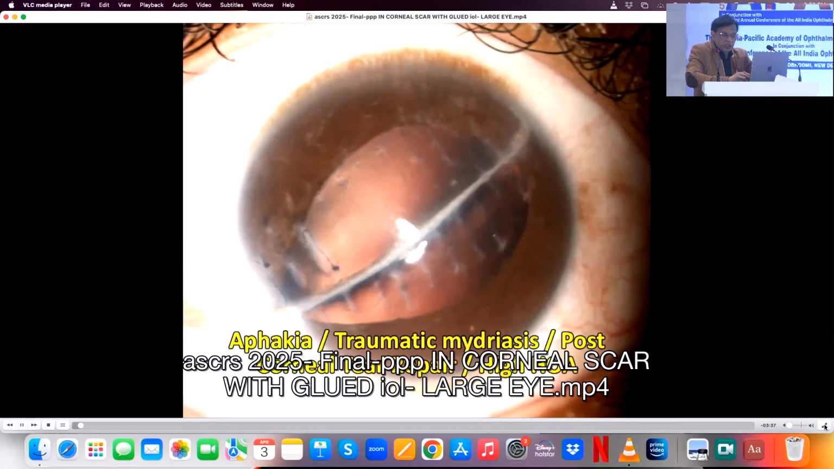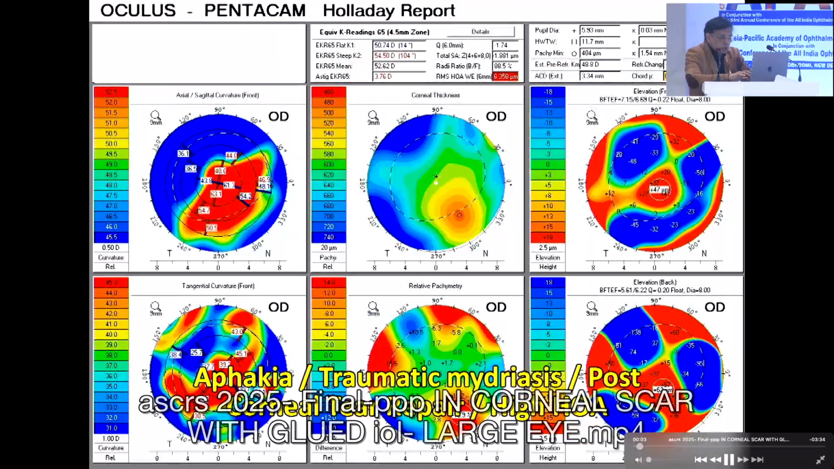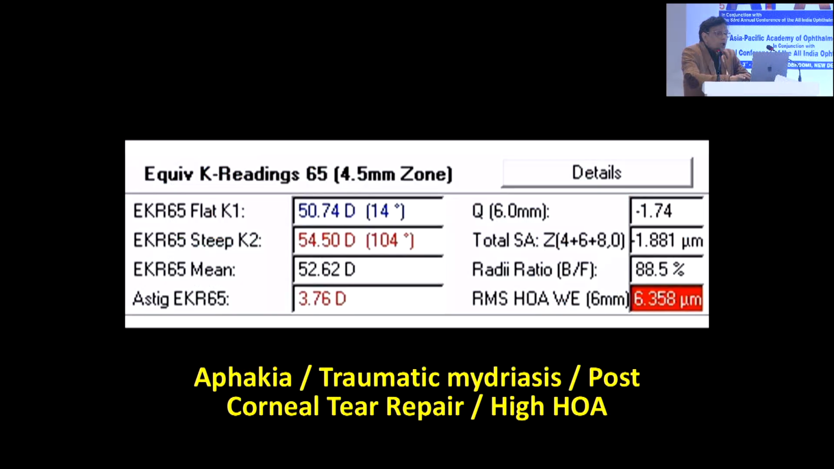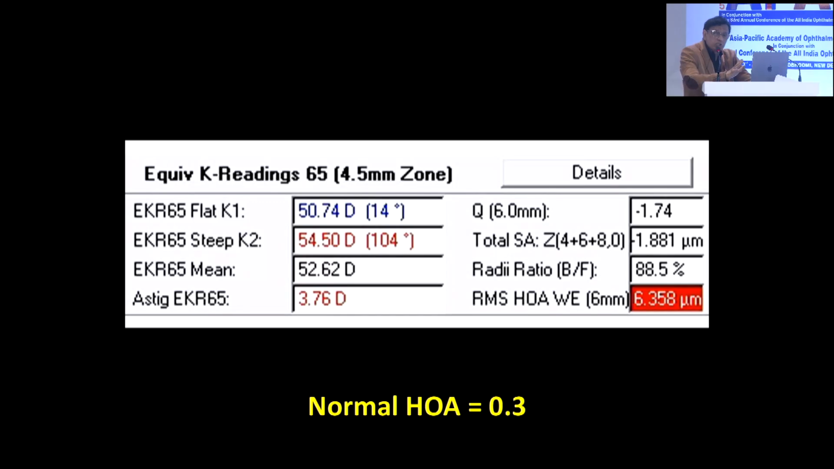And you see here in this particular case, this is the patient who had come to me. And why I'm trying to show you this case is, see this. Look at the HOA. And I tell everyone, start seeing the HOA of patients. Look at the Holladay Pentacam report. You'll see 6.358. Basically, it's a very high HOA. A normal HOA is 0.3.